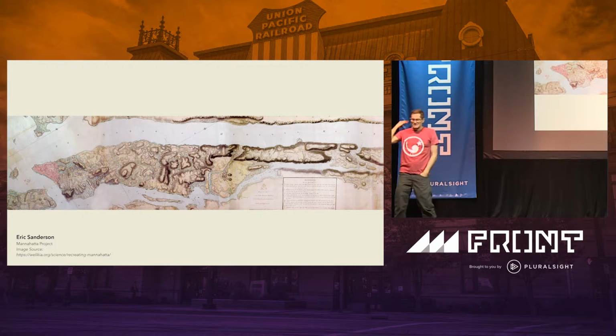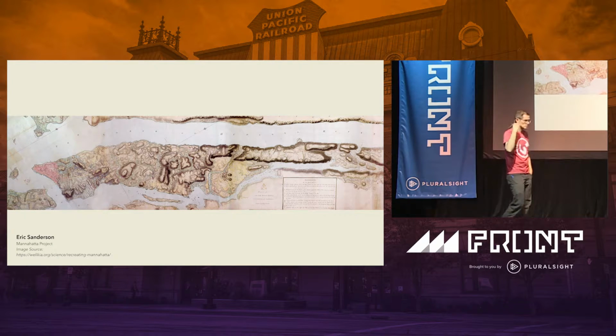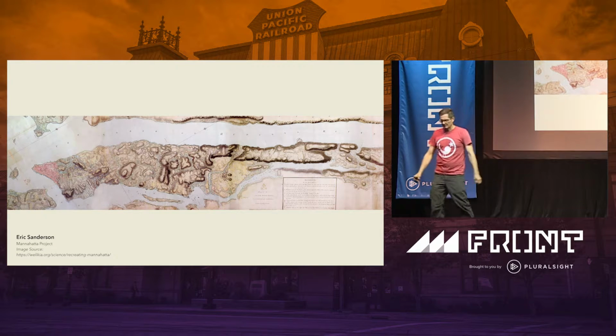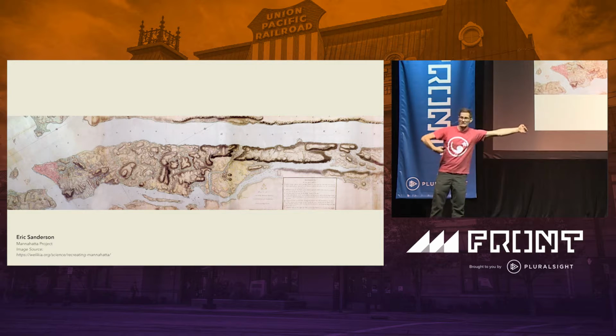This is a map from 1782. It's called the British Headquarters Map. When the British, during the Revolutionary War, took over the island of Manhattan, they didn't have anything better to do, so they made a really big map. This thing is as big as this stage. It's huge, huge.